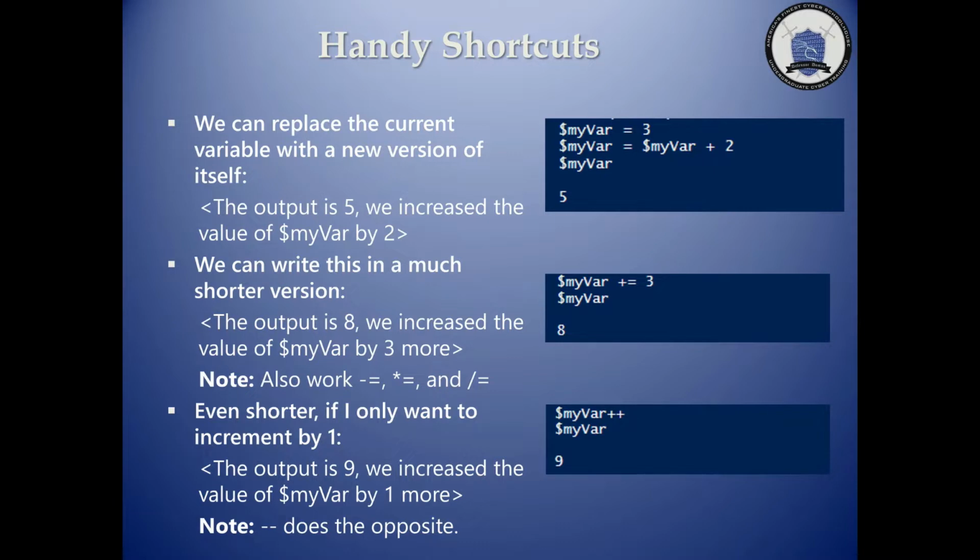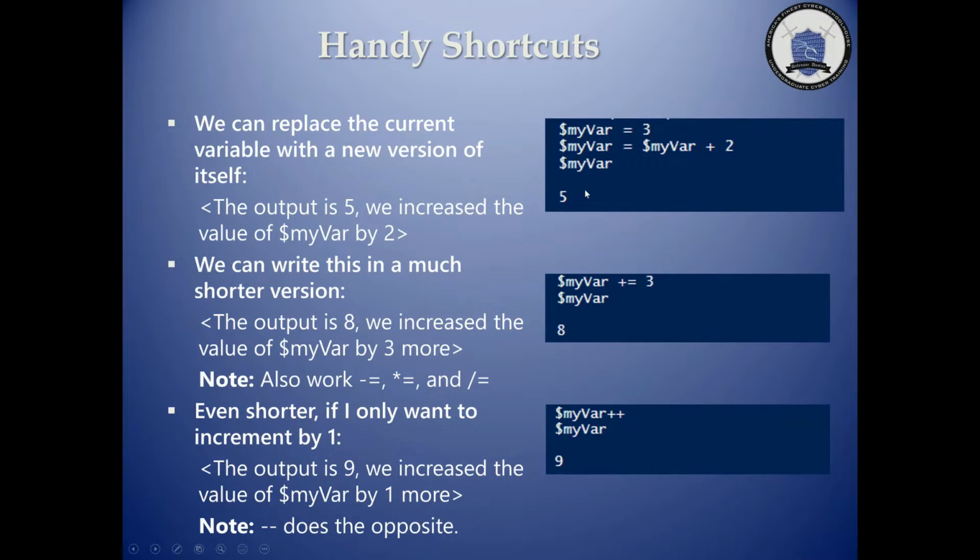So we talked about how we can replace the current variable with a new version of itself. Notice this right here. You have 3 is equal to my var, which is my variable. Now, to reassign something by adding to it, for example, my var plus 2 is going to take 3 plus 2, add those together, and store it back inside the variable we just created. So we're taking 3 plus 2, which is 5, storing 5 back into my var. When you print my var to the screen, it prints out 5.